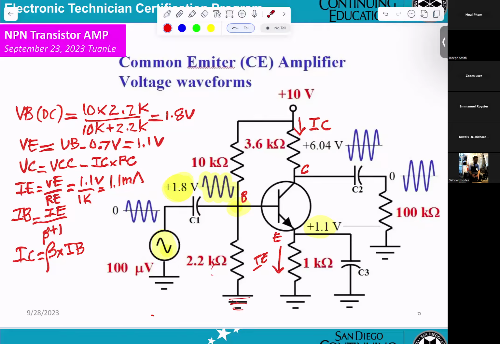If you pull the offset out, you get 300 millivolt peak to peak. It cannot be lower than 300 millivolt. And now they're asking for 100 microvolt. Who knows? How can we get 100 microvolt?